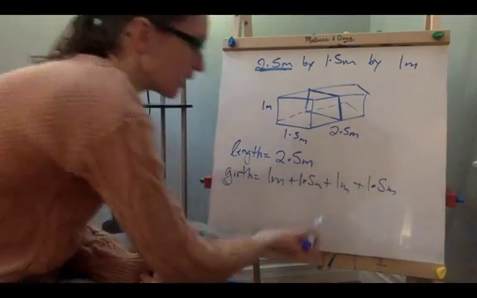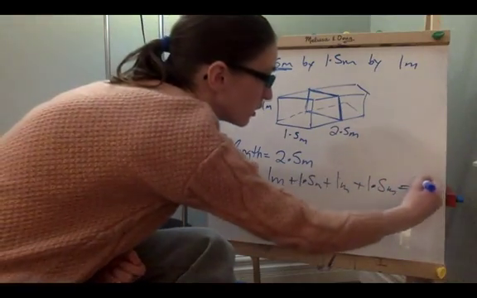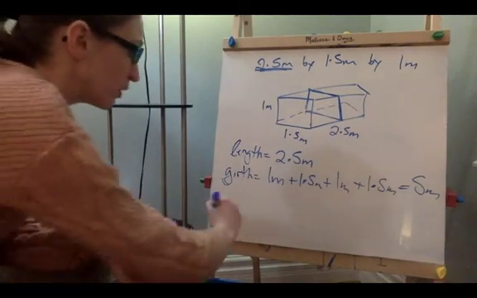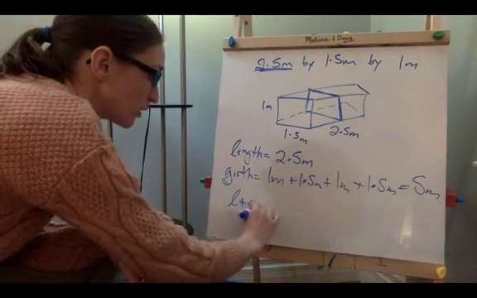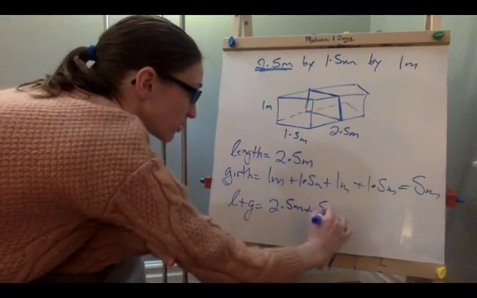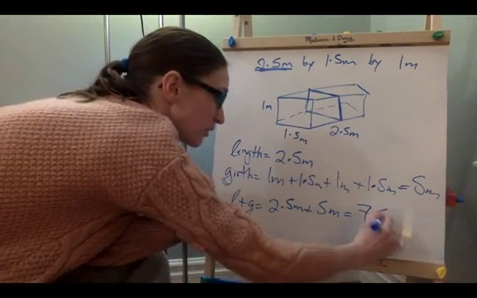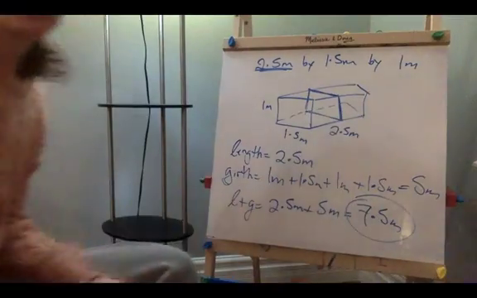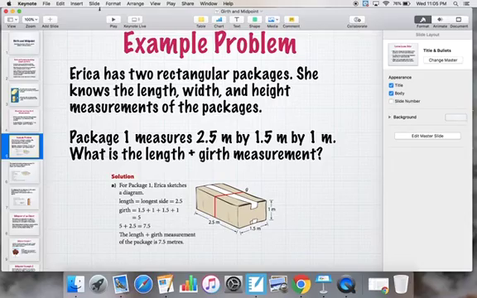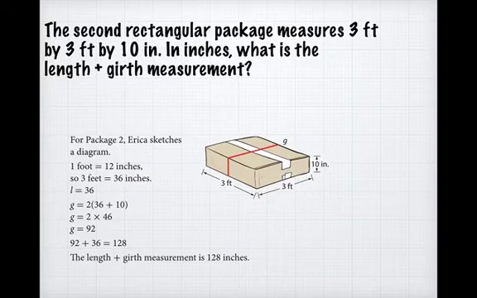Okay, so we add all that up. So your 1.5 and your 1.5 is going to be 3, 4, 5. So that's your girth measurement. Ultimately the question was asking what is the length plus girth, or the L plus G measurement? So the length was 2.5 meters, and the girth is 5 meters, so if we add those together, our length plus girth measurement ends up being 7.5 meters total. And again, you see that same answer typed in the solutions.